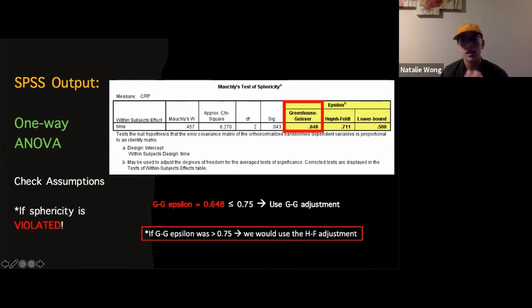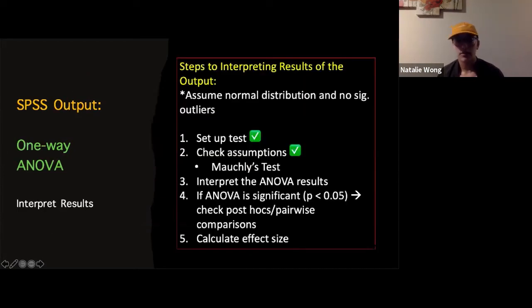Okay. So now we've checked our assumption. We know we have violated sphericity for this particular example, which will help us in figuring out how to interpret our ANOVA results. So that's the next step in our process.